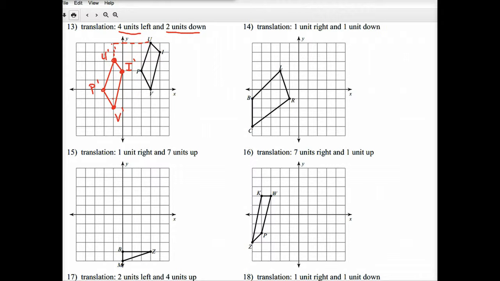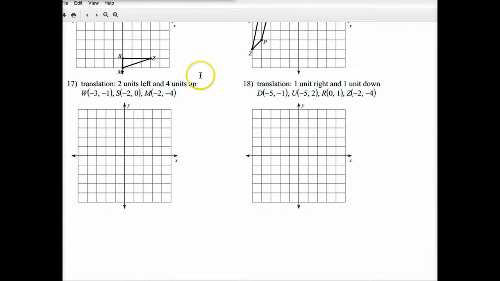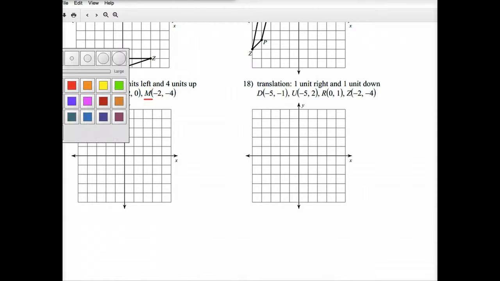Let's see if we can do that same idea, but maybe with an algebraic kind of description. So here we go. It says do 2 units left and 4 units up. So let's see what we can do with that one. 2 units left and 4 units up. Oh, so we got to plot it first. Let's plot our original in black.